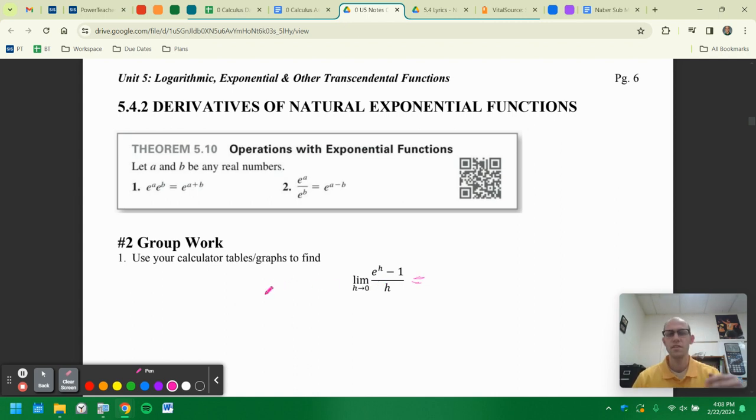This limit, if we were to do it analytically, would be beyond the scope of this course. So I would like us to find it with our graphing calculators by looking at the graph and looking at the table. So the limit as h approaches 0 of (e to the h minus 1) divided by h. We'll do that on our calculators by substituting an x in for h.